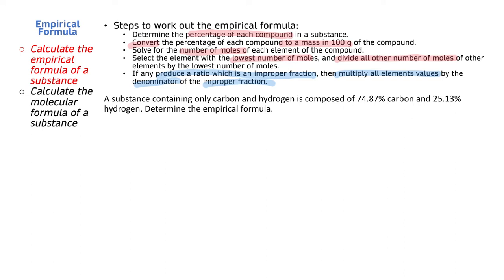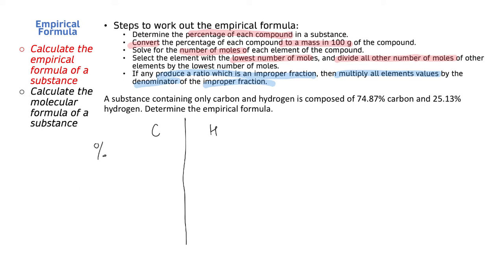Substance containing carbon and hydrogen is composed of that much percent carbon and that much percent hydrogen. Determine the empirical formula. Right, so what you'll be looking at then is something like this. I always recommend that when we do these empirical formula calculations, we turn it into some sort of table. Okay, here's my table. I have carbon and I have hydrogen. Got a little line in the middle to demarcate them. All right, and the first thing we need to do is work out the percentage of each compound.